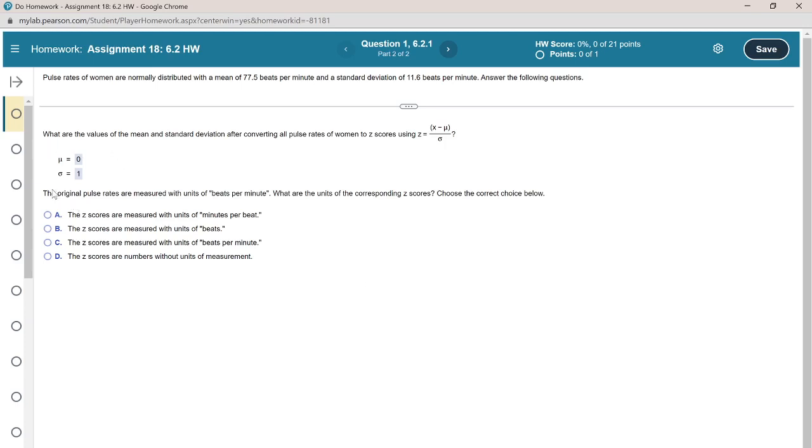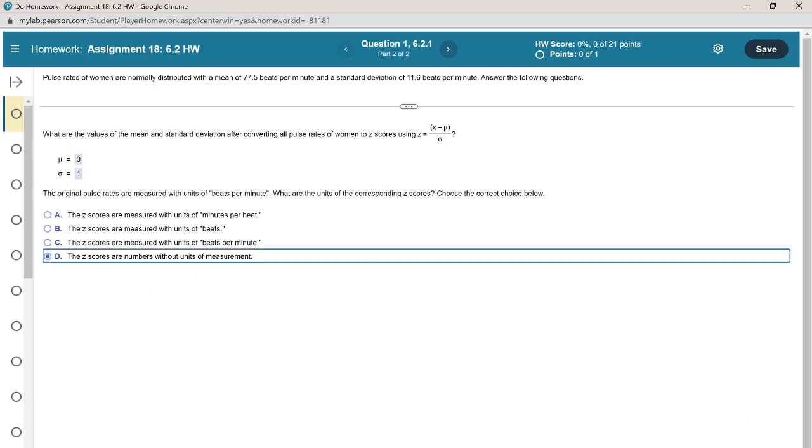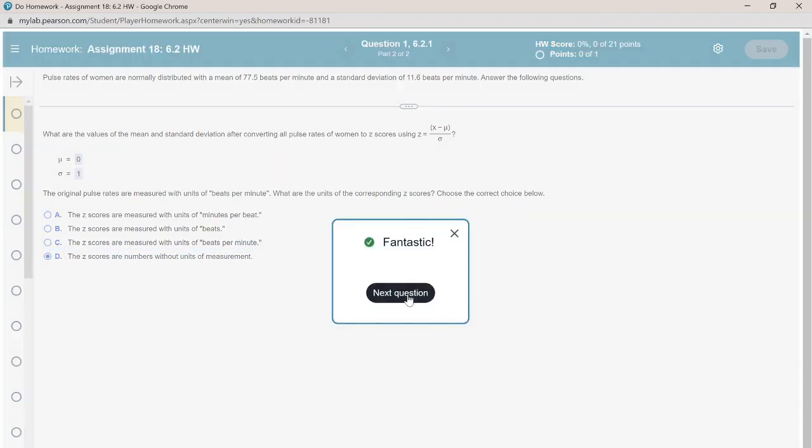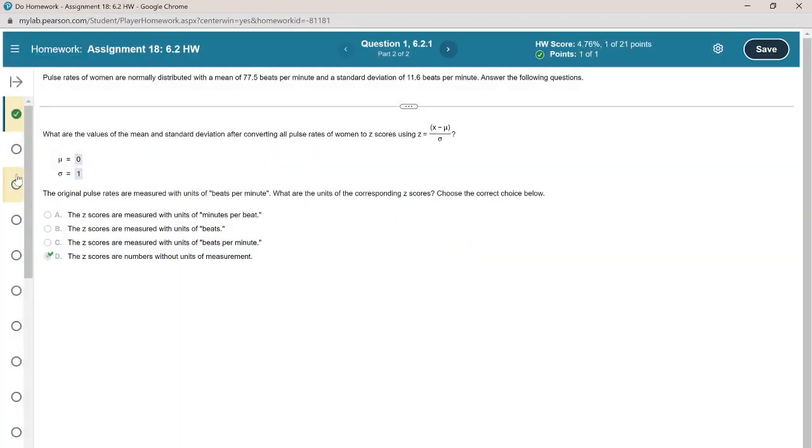Okay, so next question. The original pulse rates are measured with units of beats per minute. What are the units of the corresponding z-score? Remember, the z-score doesn't have any unit. So the z-scores are numbers without unit of measurement.